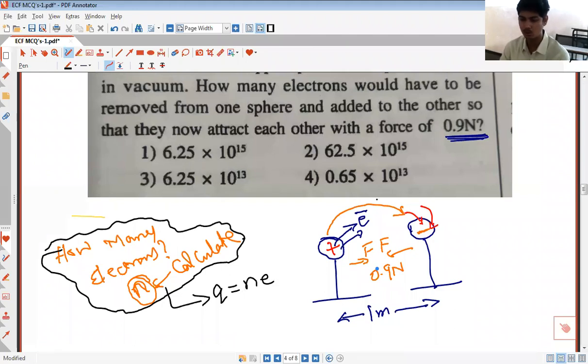The quantization rule Q is equal to n into e must be made use of. From sphere 1, I have transferred n electrons. I have removed n electrons from it, and I add the same n electrons to the other sphere. So this body must have acquired a charge of plus ne, and since you have added electrons to this sphere, it must have acquired a charge of minus ne.